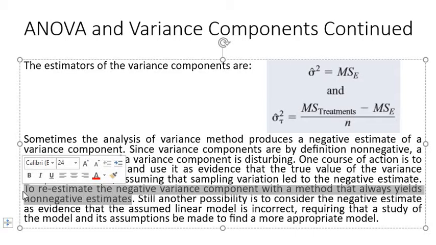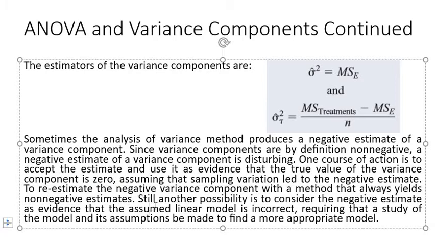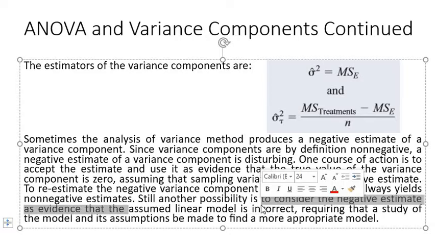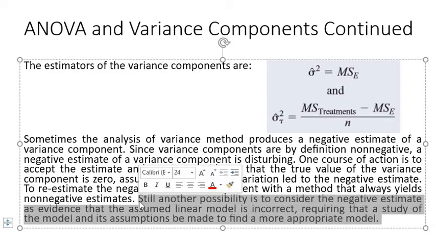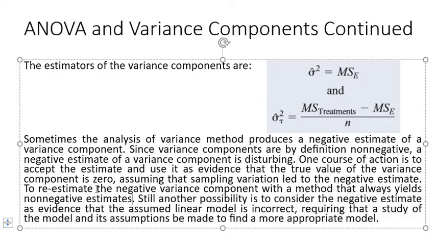Another possibility is to consider the negative estimate as evidence that the assumed linear model is incorrect. So if you have a negative estimate, you can use that as evidence that the assumed linear model is incorrect, requiring that a study of the model and its assumptions be made to find a more appropriate model. So those are the ways you can use if you have a negative estimate.